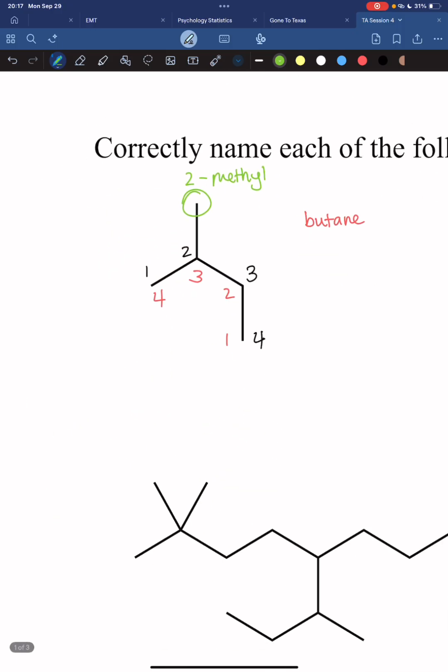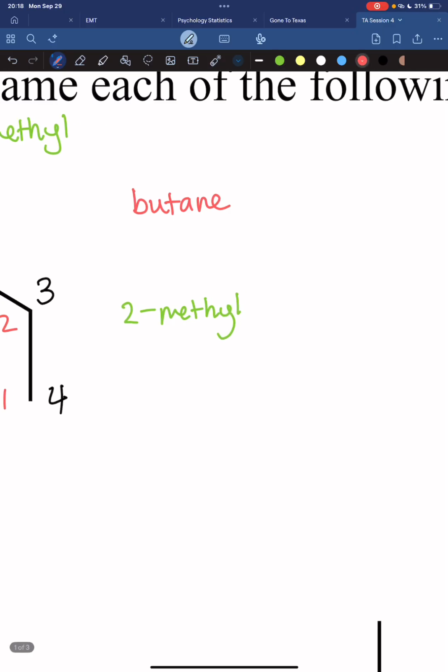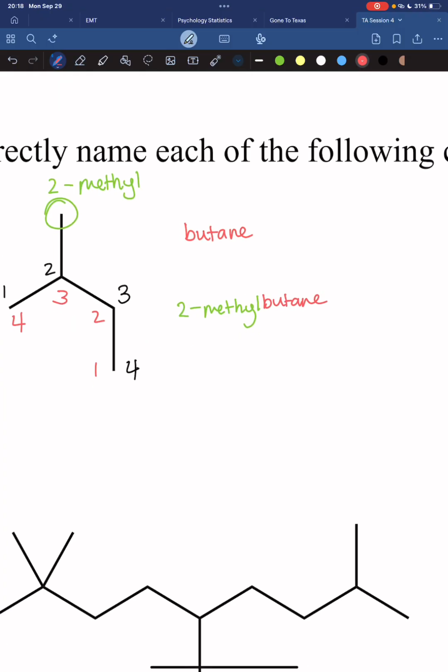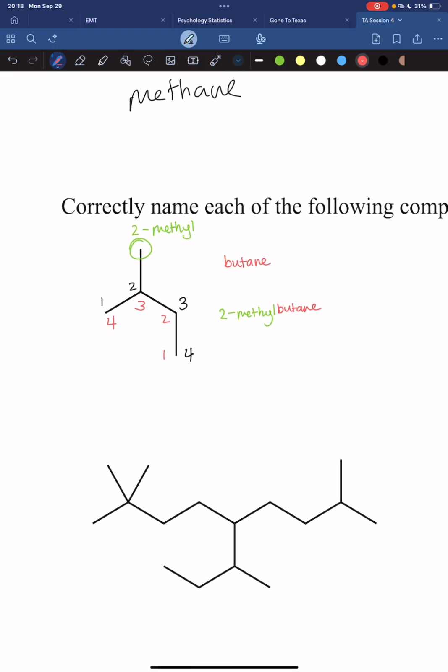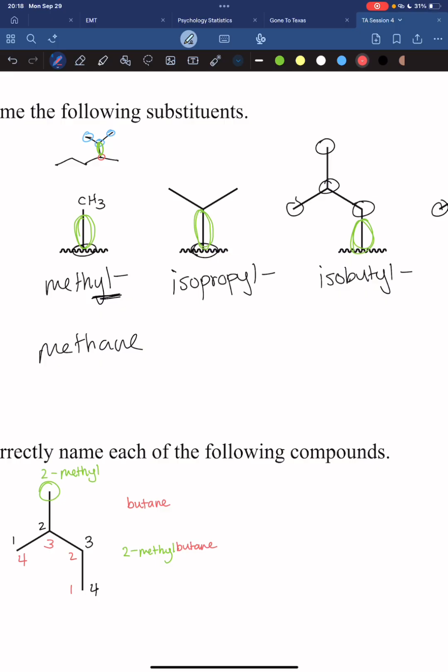Now our next step is to alphabetize everything, right? We're going to take all of our substituents, alphabetize them, and then put it all together. In this case, we only have one substituent, so we don't have to do any alphabetizing. When we get to our last substituent, we just write the parent right next to it. If we were to have multiple, which we'll see in a little bit, we would have to use dashes to separate them.